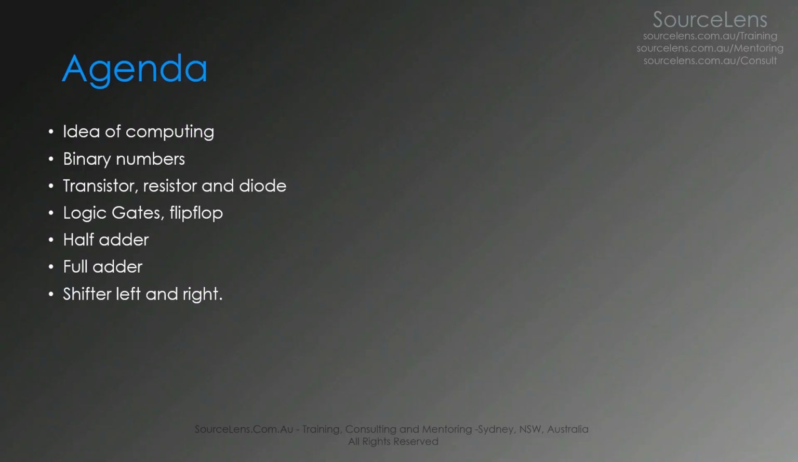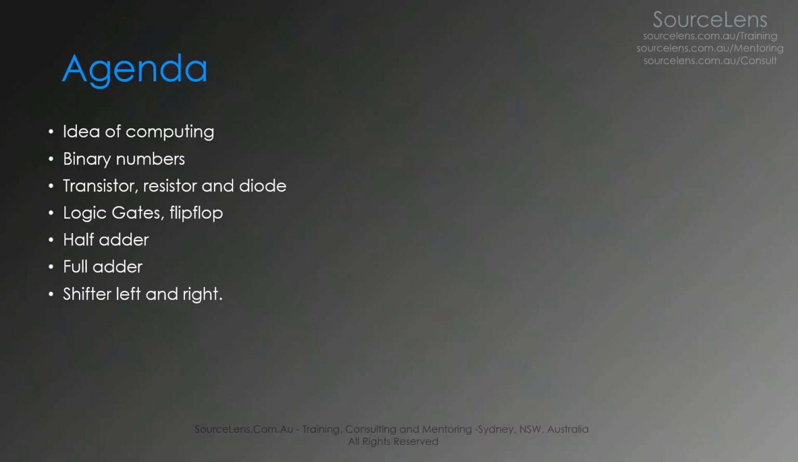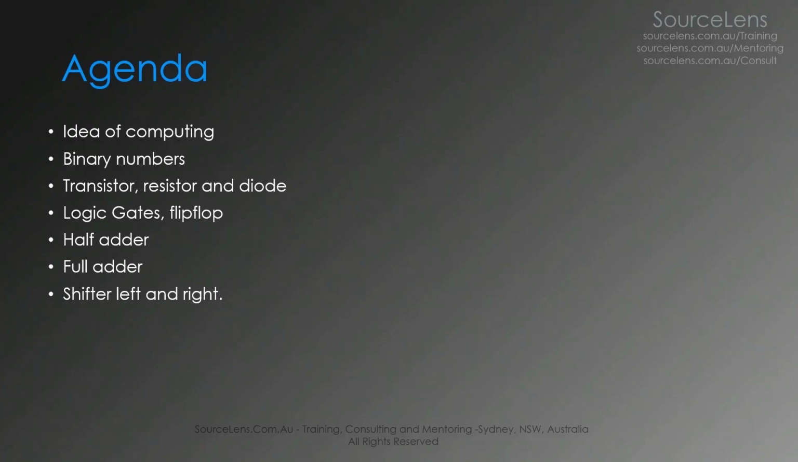We're going to discuss the idea of computing, what computing really is at the fundamental level. Then we're going to discuss a little bit about binary numbers, because we're going to focus on two-based numerals in this presentation. That's what electronic computing uses, the silicon-based computing. Then we're going to look at different components of a computer or a chip, which are nothing but transistors, resistors, and diodes. So a little bit of electronics, basically.